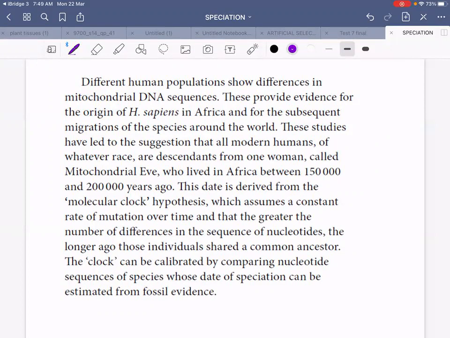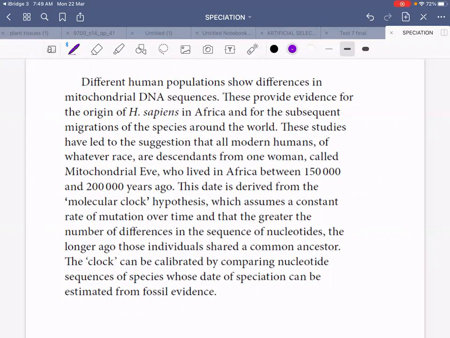And this hypothesis assumes that this rate of mutation that is occurring in mitochondrial DNA, जो कि एक mitochondrial Eve से आया है, it is occurring at a constant rate for millions of years, right? So this assumes a constant rate of mutation over time, and that the greater the number of differences in the sequence of nucleotides in the mitochondrial DNA, the longer ago those individuals shared a common ancestor. This clock can be calibrated by comparing the nucleotide sequences of species whose date of speciation can be estimated from fossil evidence.